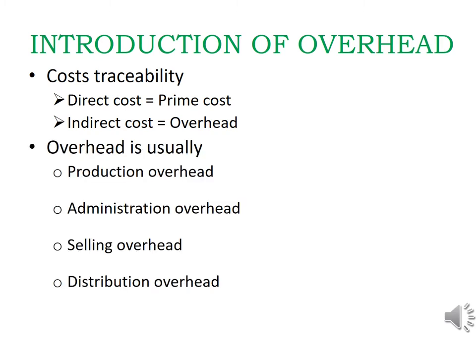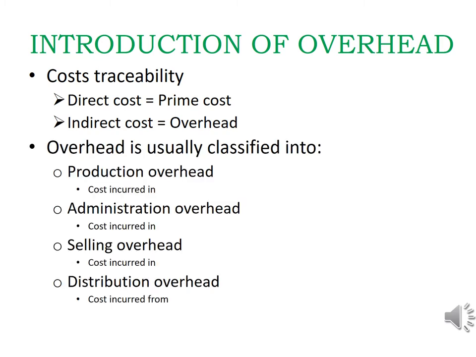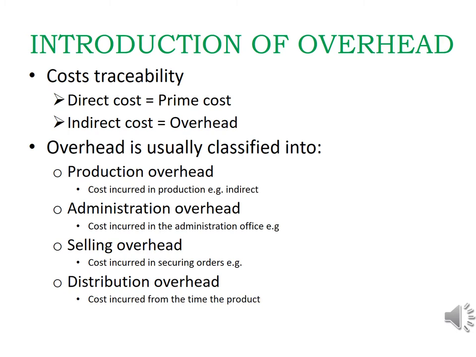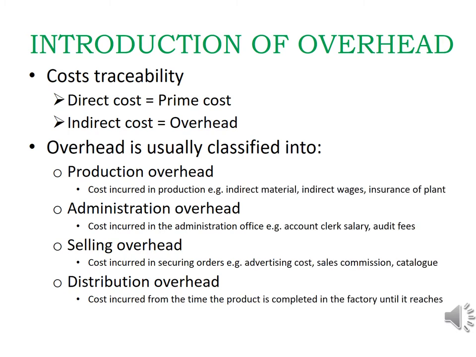Overhead is usually classified into production overhead, which means all indirect cost incurred in production. Next is administration overhead, where cost is incurred in the administration office. Next, selling overhead, any cost incurred in securing orders. And finally, distribution overhead, where cost is incurred from the time the product is completed in the factory until it reaches a customer.